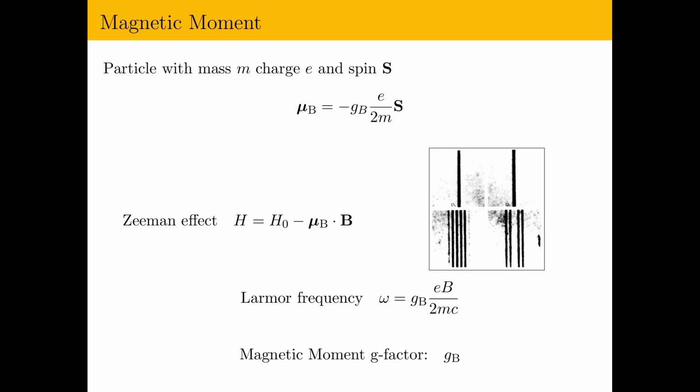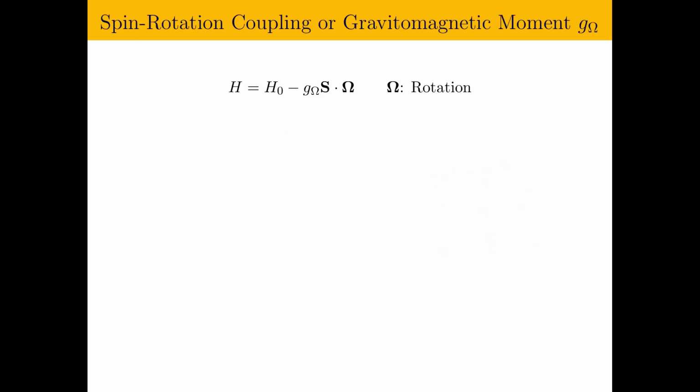From now on, when I say magnetic moment, I refer to the dimensionless g-factor that gives the magnitude of the proper magnetic moment. Similarly, in a rotating medium, the spin of a particle couples with the external rotation. In analogy with the magnetic moment, the g-factor related to rotation is called the gravity-magnetic moment.